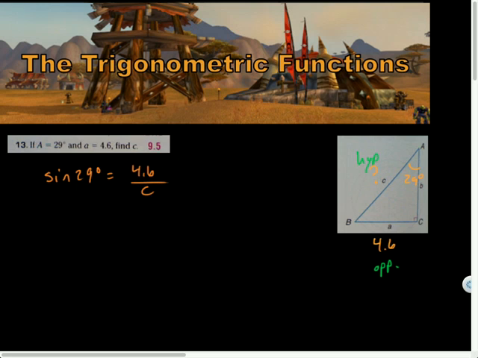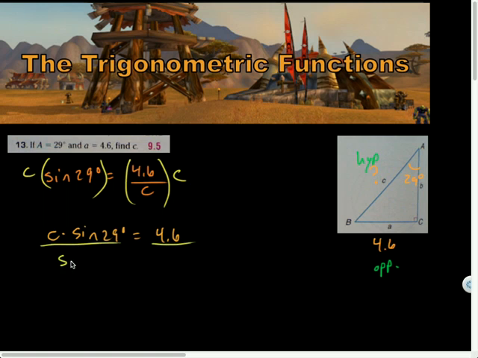All right. So if I want to solve that, there's a couple ways you could do this first move. You could immediately reciprocate both sides. Usually I'll just have students multiply both sides by c to get rid of the variable in the denominator, and then we'd have c times sine 29 is equal to 4.6. And then to get c by itself, sine of 29, I just want to point out, is just some number, okay? So it's being multiplied by c, so the way to move it is you divide both sides by sine 29.